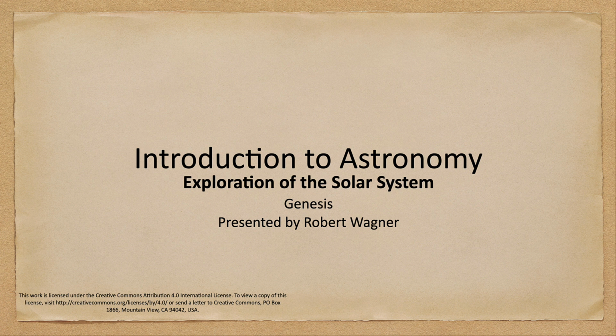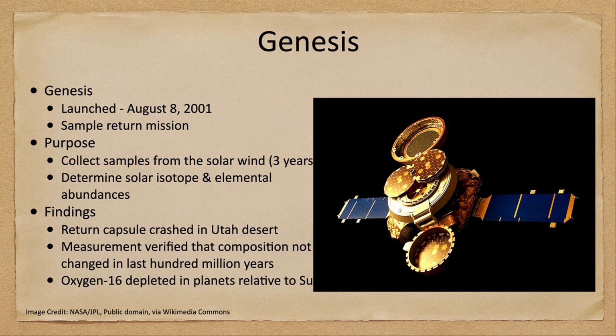In this week's exploration of the solar system, we are going to talk about the Genesis spacecraft and what it helped us to better understand about our solar system. So, what is Genesis? Well, it was launched on August 8th of 2001 and was a planned sample return mission to collect samples and then bring those back to Earth for more detailed study. And in fact, those samples were going to be bits of the sun.